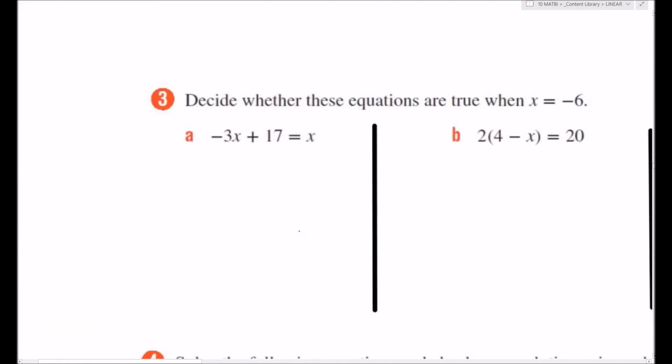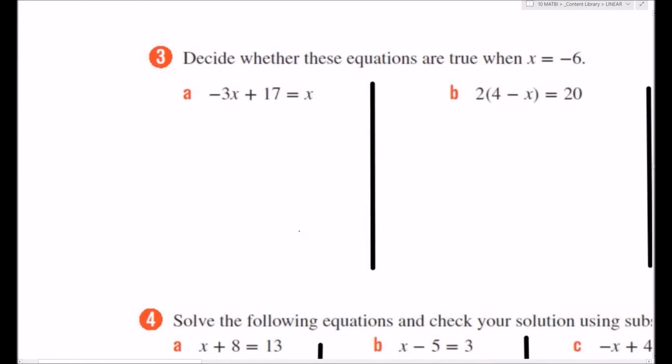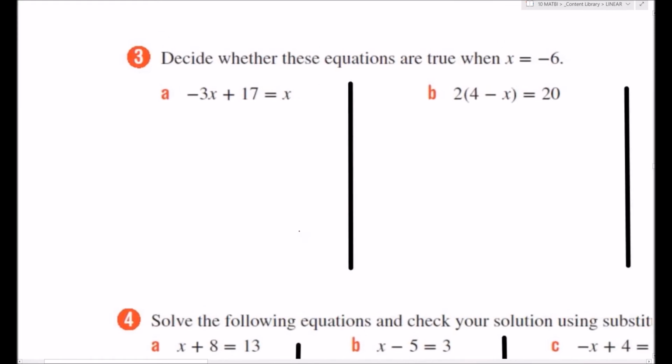Okay, some more of these examples. Decide whether these equations are true when x equals -6. So we're going to substitute -6 into these variables. So remember, this means -3 times 6. So -3 times -6 plus 17 apparently equals -6.